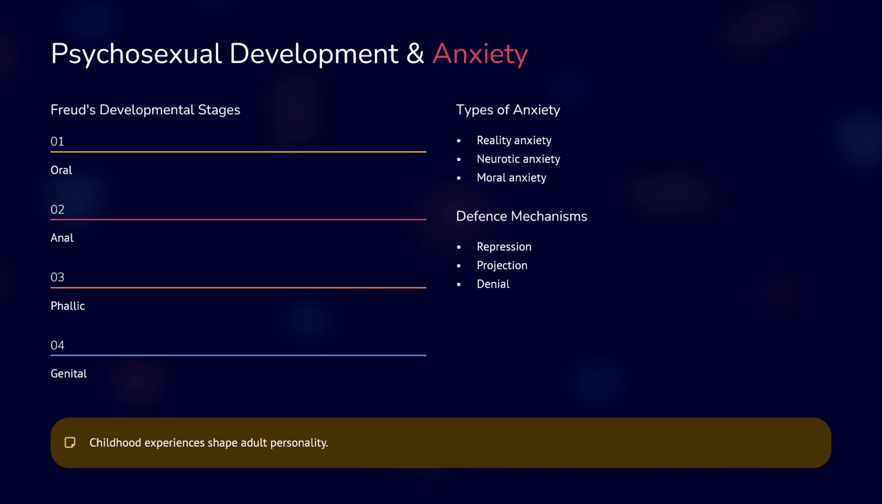Freud also proposed that our personality is formed through several psychosexual stages: the oral, anal, phallic, and genital stages. He believed that how we navigate these stages as children shapes who we become as adults. Central to this process is the concept of anxiety. Freud identified three types: reality anxiety, which is a fear of actual danger; neurotic anxiety, which is the fear that our impulses will get out of control; and moral anxiety, which is essentially the feeling of guilt. To cope with this anxiety, the ego uses defense mechanisms like repression, pushing thoughts into the unconscious, or projection, where we attribute our own faults to others.